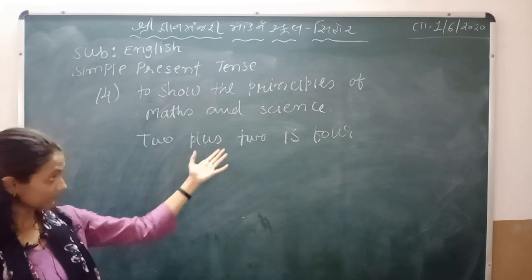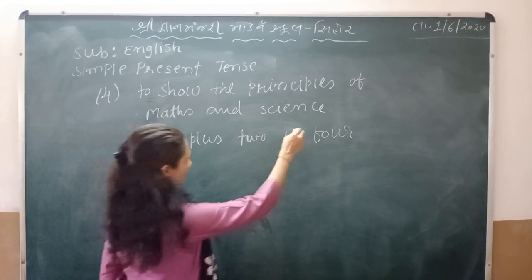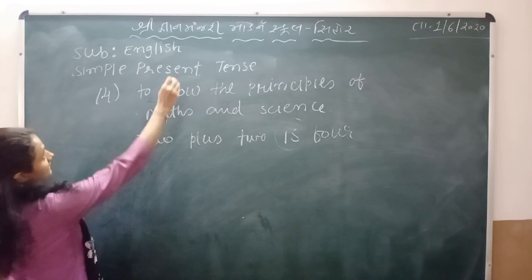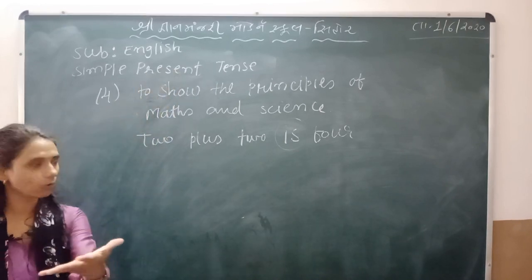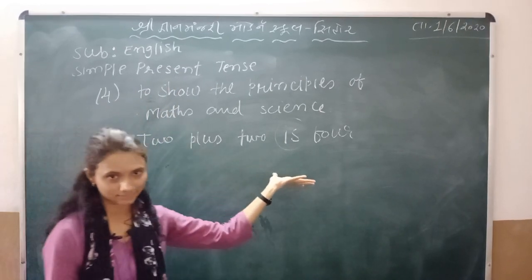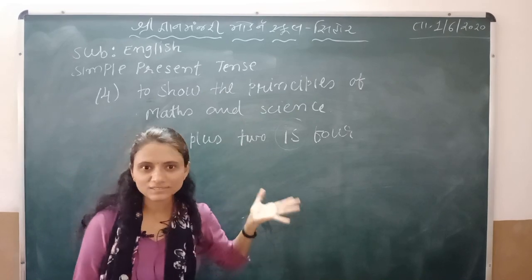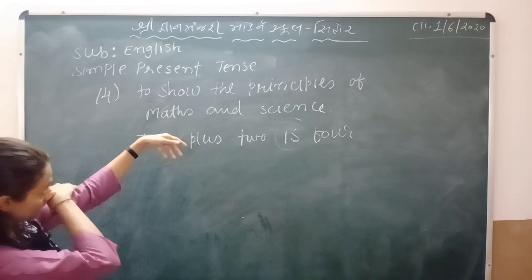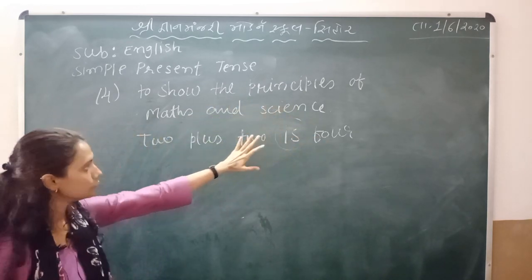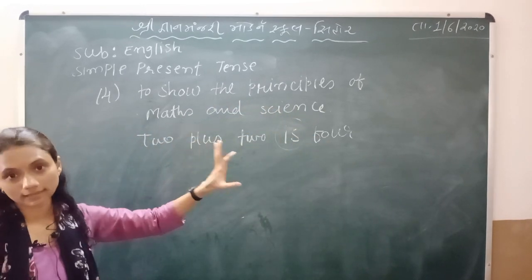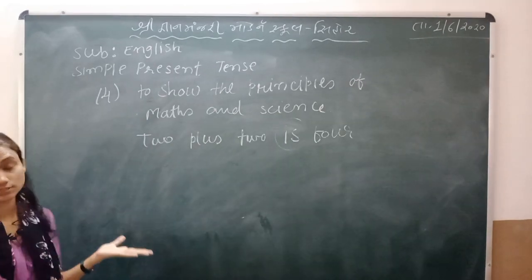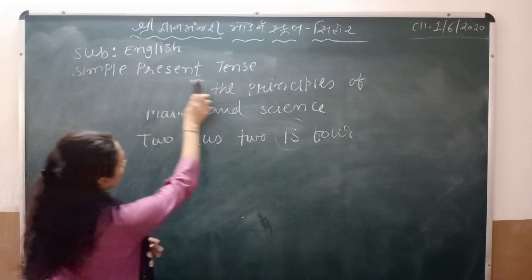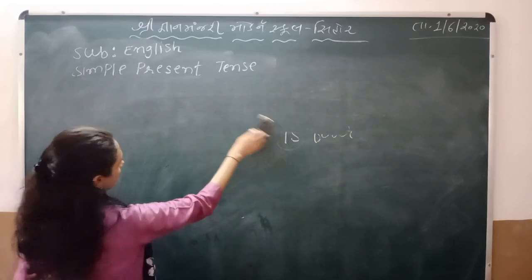See, 2 plus 2 is 4. So here "is" suggests simple present tense, and you all know this is the rule of maths, the principle of maths, and we can't change this thing. So to show the principles of maths and science, you use simple present tense. These are the uses of simple present tense. Now you all are aware of the usages of simple present tense.